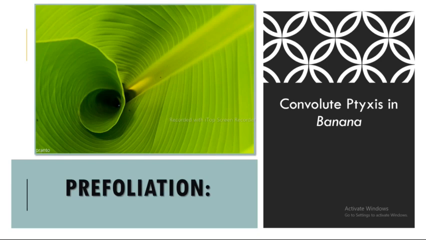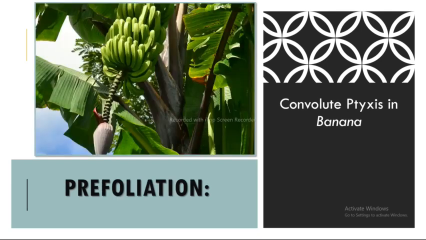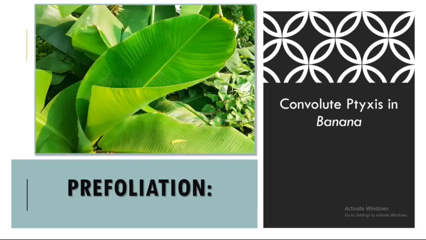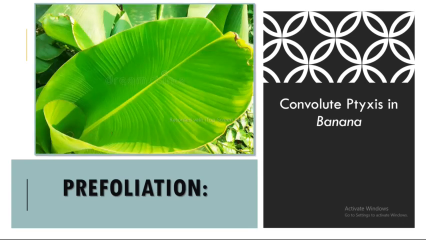You can see in this picture. Again, this is the Convolute Ptyxis in banana leaves, as shown in the figure. You can see very clearly in this picture. Banana is the most common example of the Convolute Ptyxis.